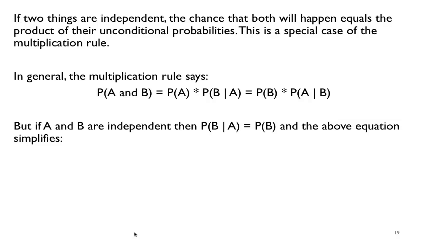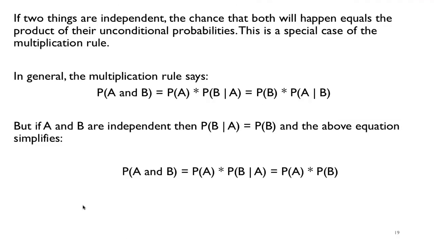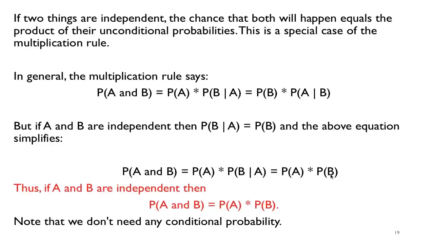So the above equation can be simplified. For example, if I use the first equation here, P of A times P of B given A, but P of B given A, the second part here, is the same thing as P of B. So we can simplify this to P of A times P of B. This is actually very nice. It says that if you have two events that are independent, to find the chance that both of them happen, you just find P of A and P of B separately and multiply them. So there's no conditional probability in this simplified multiplication rule. Whenever you have independence, you do it separately and you multiply, because they don't depend on each other.